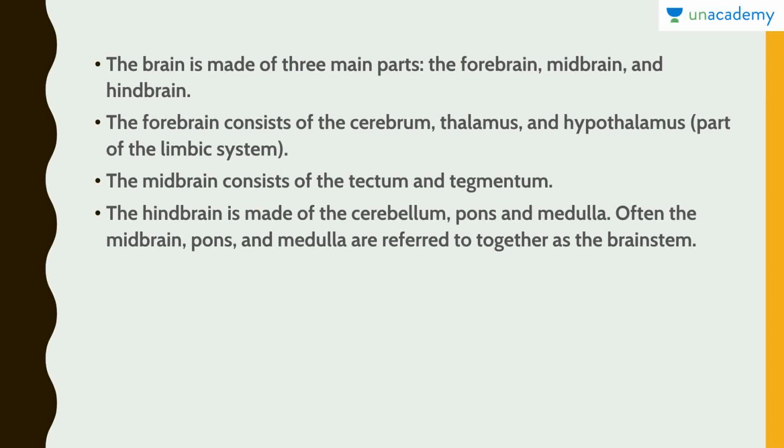Alright, so coming to the brain, it is made up of three parts: the forebrain, midbrain, and the hindbrain. The forebrain consists of the cerebrum, thalamus, and hypothalamus, which is part of the limbic system or the emotional brain. The midbrain consists of the tectum and the tegmentum, and the hindbrain is made up of the cerebellum, pons, and medulla oblongata. Often, the midbrain, pons, and the medulla are together referred to as the brain stem.